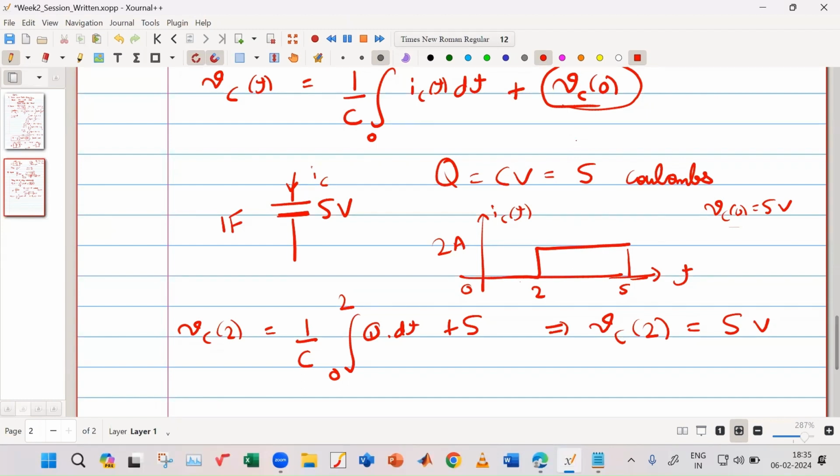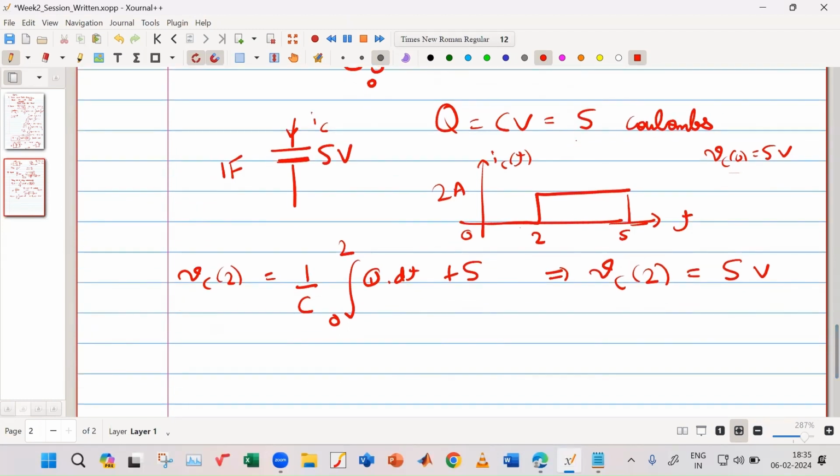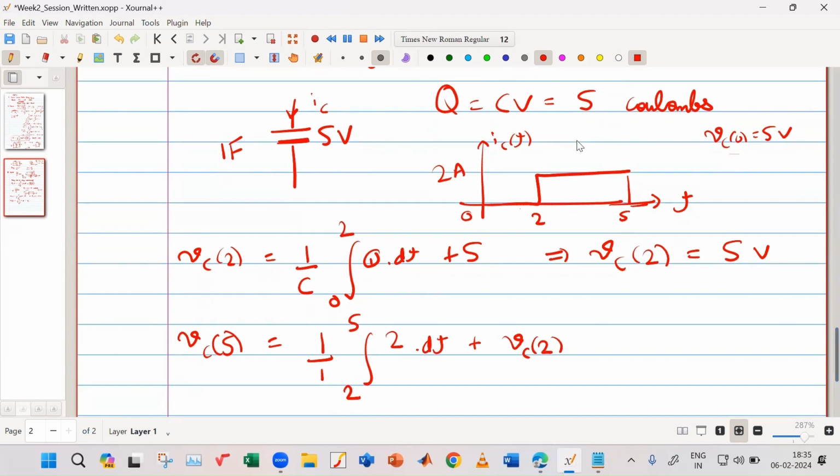Now what I will do, I'll go from 2 to 5. So I will get Vc of 5 is equal to 1 by C. Your C is 1. Integration, now I'll go from 2 to 5. What is my current through the capacitor? So current is 2 ampere, 2 to 5, 2 ampere, into dt plus Vc of 2. Is this clear?